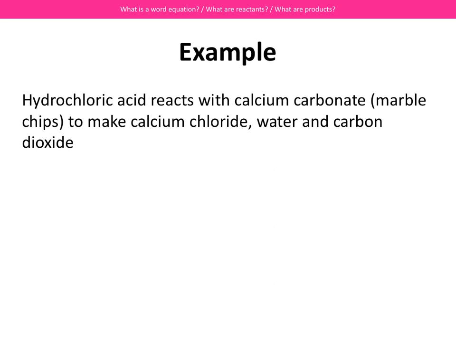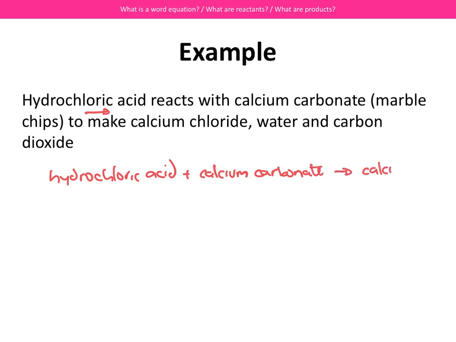Hydrochloric acid reacts with calcium carbonate to make, so that's where our arrow is. So hydrochloric acid is one of our reactants. Calcium carbonate is the second. Oh dear, I'm not going to have left enough space. They react to form calcium chloride plus water plus carbon dioxide. Again, apologies for not making that all fit on one line.